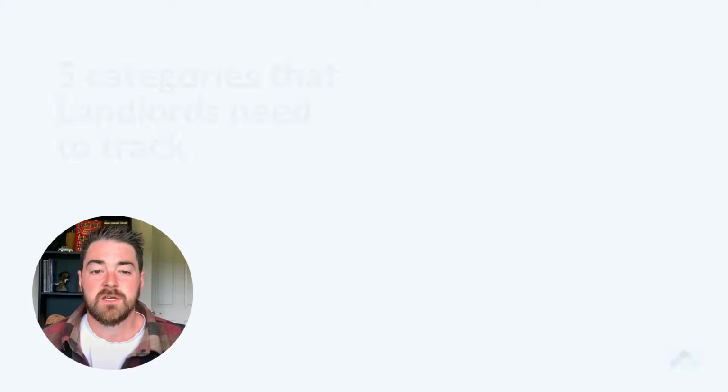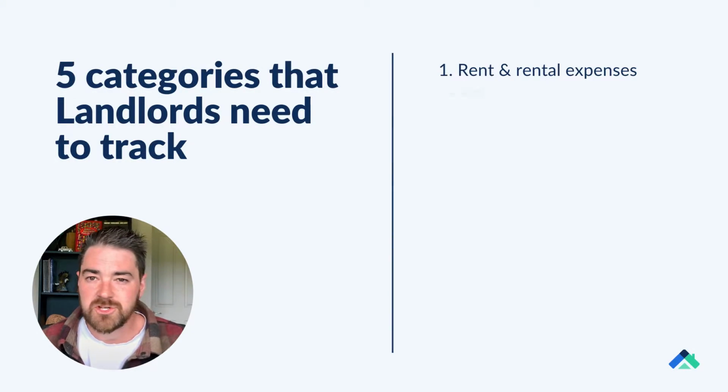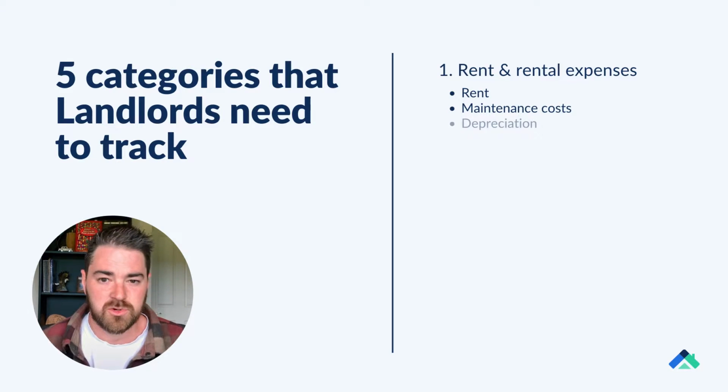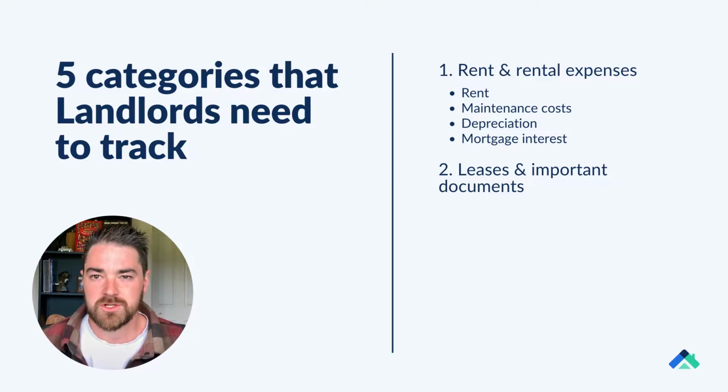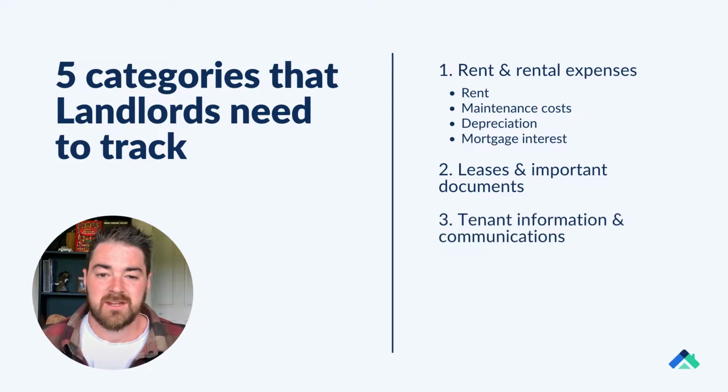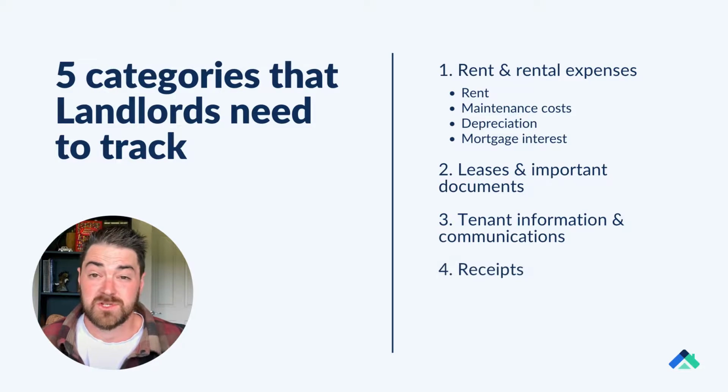As a landlord, you have to keep track of things that generally fall into 5 categories. First, rental expenses such as maintenance costs, depreciation, and mortgage interest. Second is leases, important documents. Third, tenant information, communication, and receipts from those tenants. And finally, property inspections. And this is all essential if you're going to operate a profitable rental business and file an accurate tax return by the deadline, which is typically April.